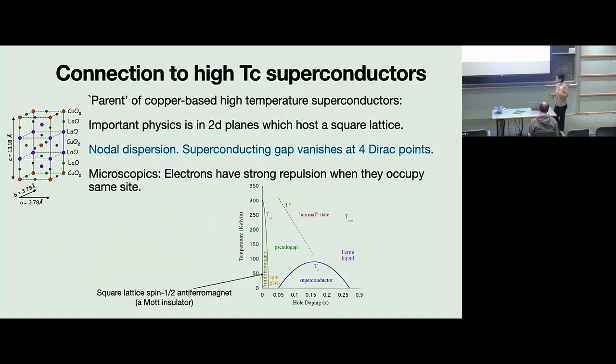Right. So before we discuss the details of the QED perturbed by the monopole, I want to make another connection to the high Tc superconductor. The phase diagram of the high Tc superconductor is that at zero doping, there is an anti-ferromagnetic phase, and at some particular doping range, there is a superconducting dome. And it's also found that the superconducting gap vanishes at 4 Dirac points, so there is a nodal dispersion.